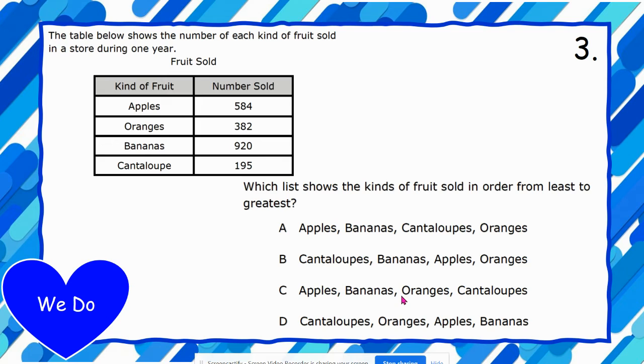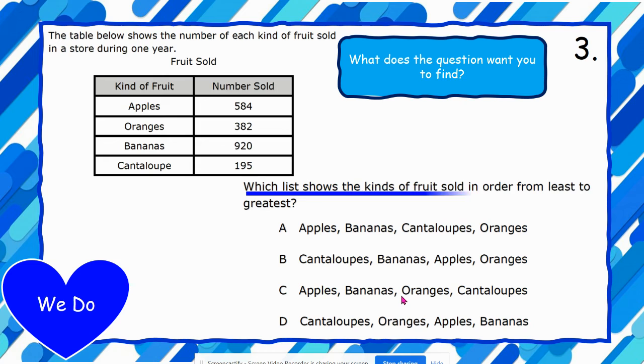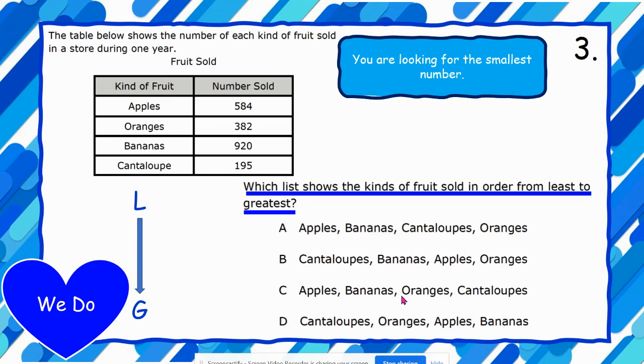All right, number 3. The table below shows the number of each kind of fruit sold in a store during 1 year. It's the same style of table, except you have fruit and the number sold in a column. So what does the question want you to find? Which list shows the kinds of fruit sold in order from least to greatest? So remember, that's L to the G, least to greatest, smallest to largest. You're looking for the smallest number.